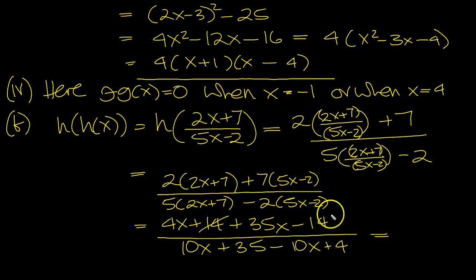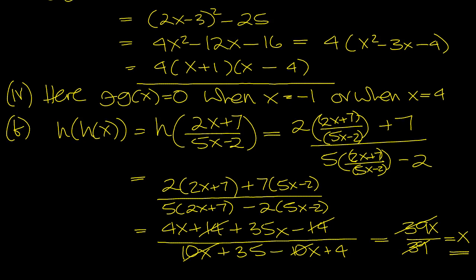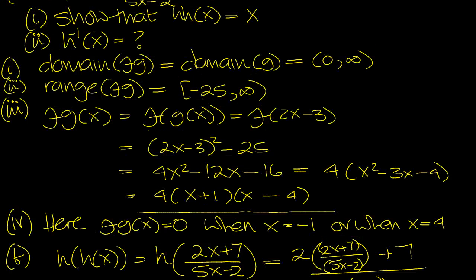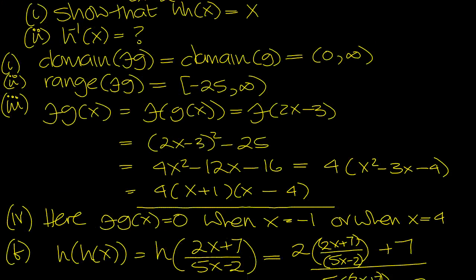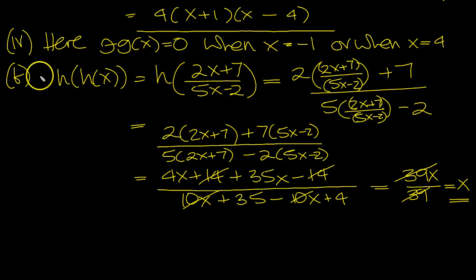So the 14s cancel on the top. We've got 39x over, the 10x is cancelled underneath, and we've got 39 underneath. So that is equal to x, which is what we wanted to show. So we've done that. That was part 1.